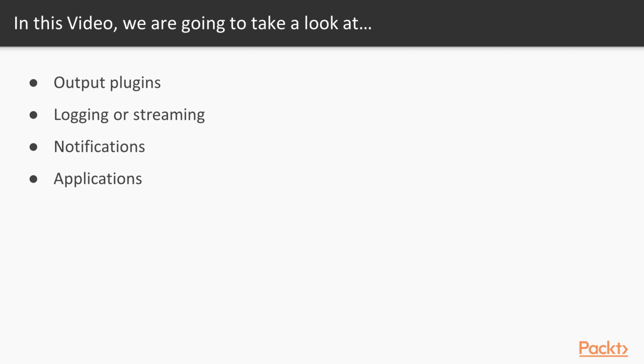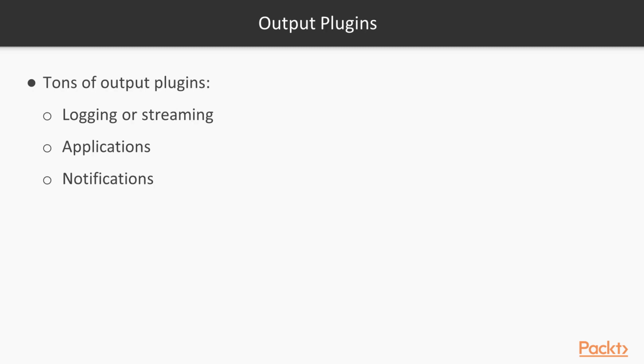So we'll talk about the logging or streaming data use cases. We'll talk about notifications, and then application integration. These aren't strict guidelines of how to use these plugins, but I looked at it as a way to start. The output plugins that come with Logstash are many. We have so far looked at the Elasticsearch output primarily. We've looked at the standard console output, as well as the Ruby debug configuration for the console output.